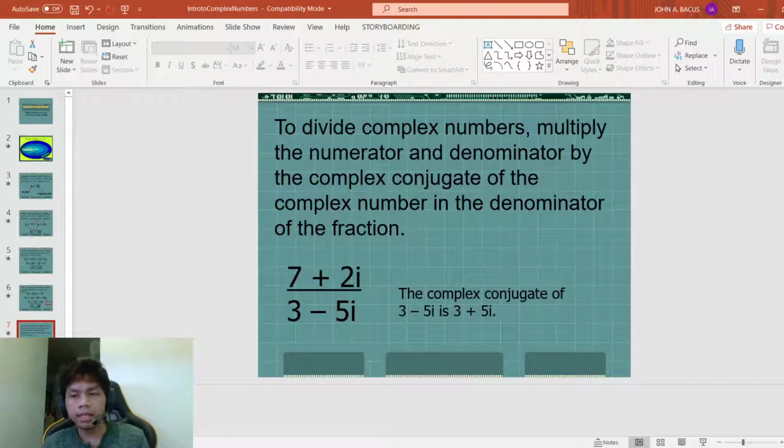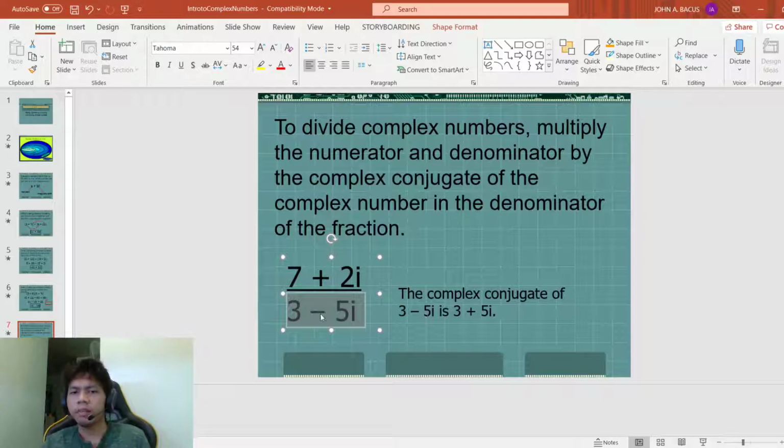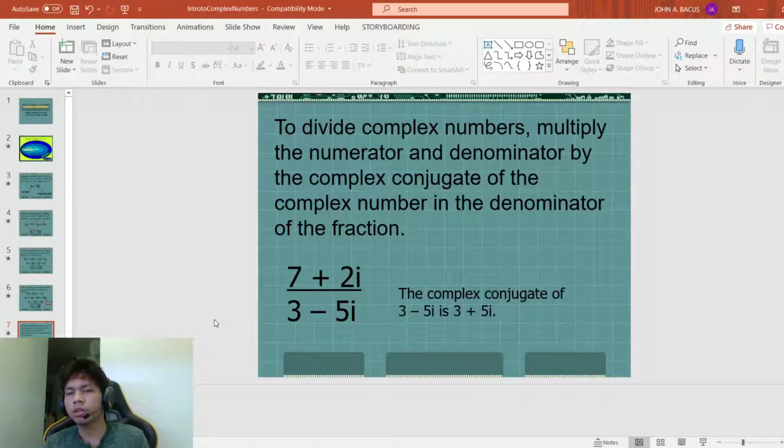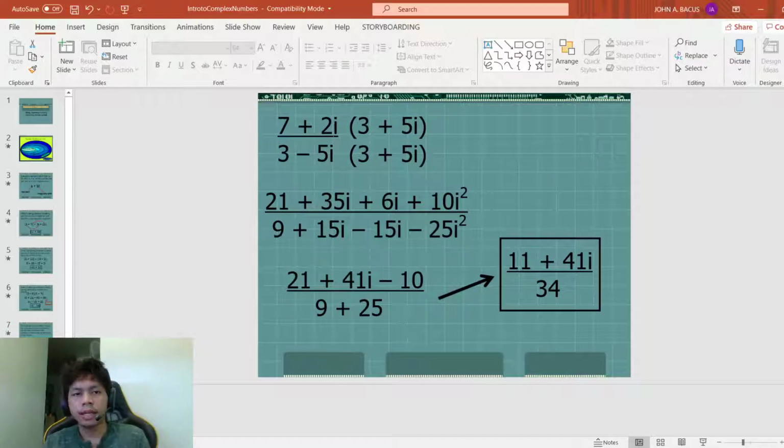Now for dividing complex numbers, you're going to multiply the numerator and denominator by the complex conjugate. What is a conjugate? The conjugate is the opposite of the denominator, that's 3 plus 5i. I just changed the sign of this one. That's the conjugate. So multiply the numerator and denominator by the complex conjugate of the complex number in the denominator of the fraction. Let's say you have 7 plus 2i divided by 3 minus 5i. So multiply it with the complex conjugate.